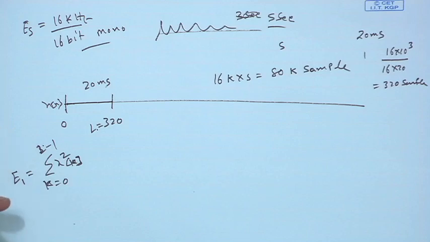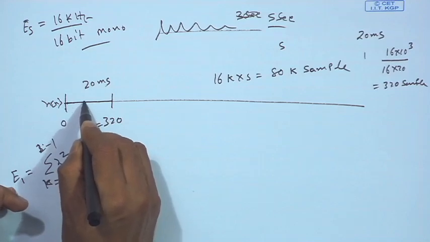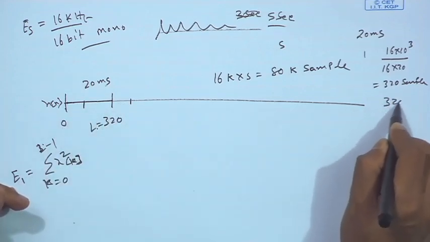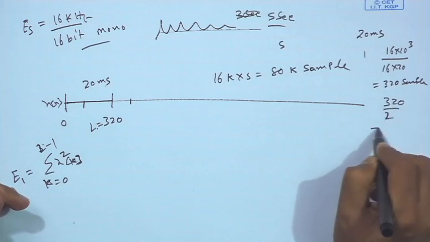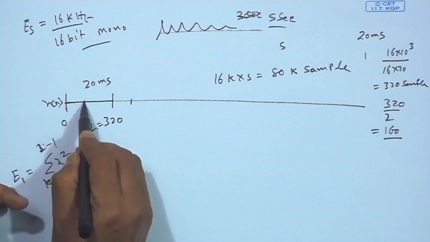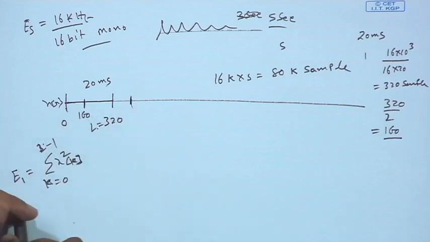First frame power I get. Then I shift this frame by 10 millisecond. That means 10 millisecond is 320 divided by 2, so that means 160 samples. So, I take another window starting from 160 samples.